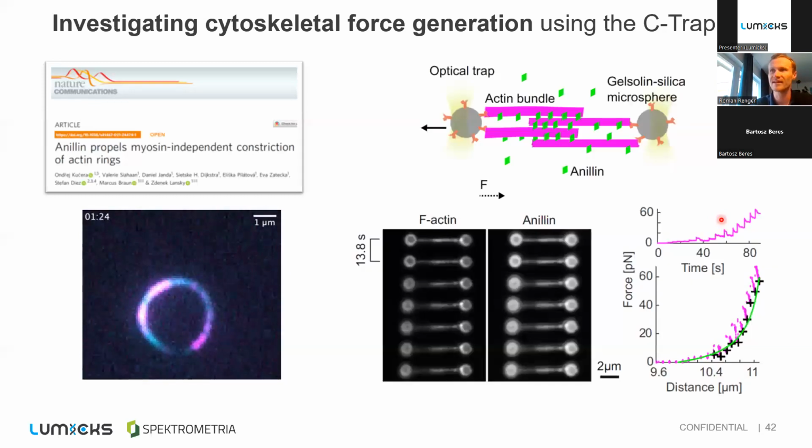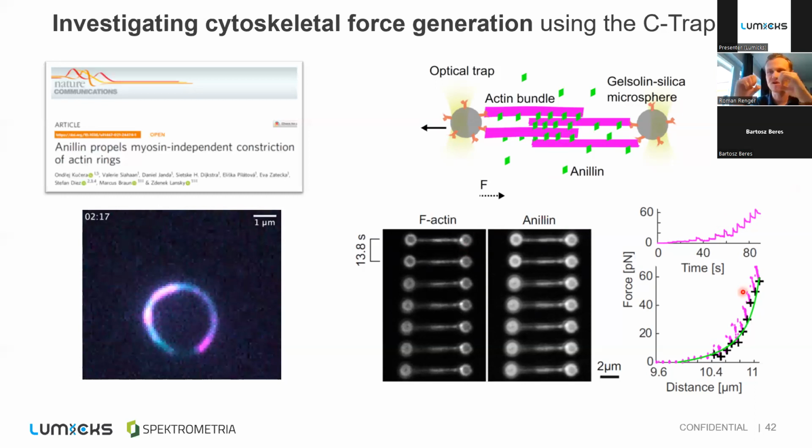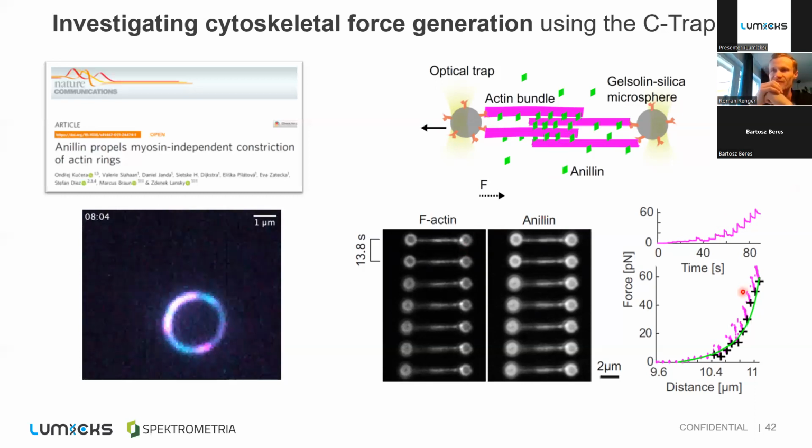And what they did, they had, again, these actin bundles, incubated with this passive crosslinker anillin, and on one hand, took really nice videos of when you have this fiber in between the 2 beads, you can pull it, and you see this really nice co-localization of F-actin and also anillin. And then on the other hand, you can also really nicely measure the mechanical properties of these tethers or of these fibers by pulling on them.